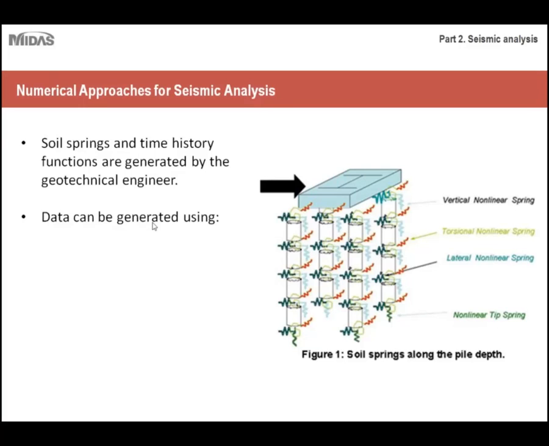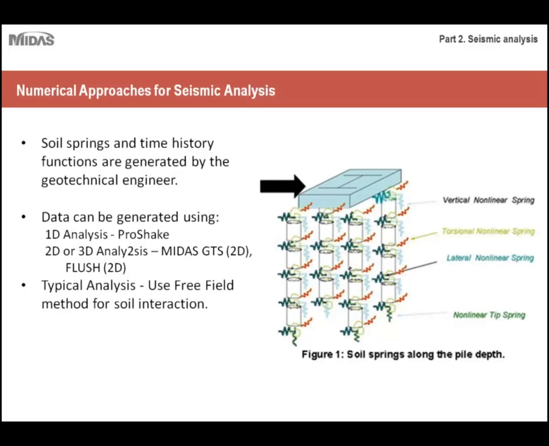Also, data can be generated using 1D analysis with ProShake. ProShake is a numerical modeling program specifically for seismic analysis, very prevalent on the West Coast. MIDAS GTS and Flush 2D are both equipped to handle 2D and 3D analysis. For typical analysis, you can use the free field method for soil interaction, which is a calculation used to analyze the soil interaction during seismic analysis. When your structure is in direct contact with the ground, there's a very unique type of behavior that can be calculated or simulated using this analysis type.